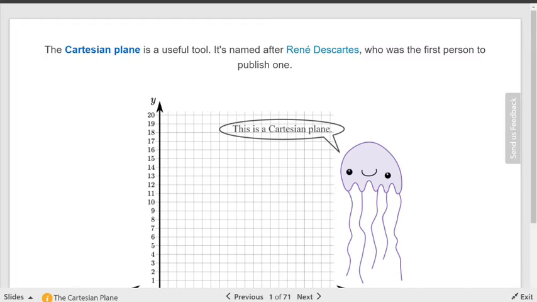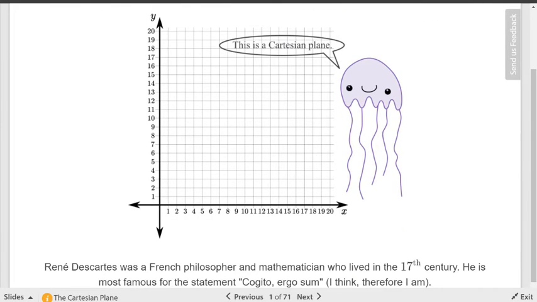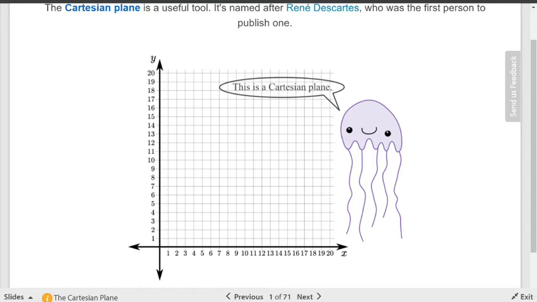So what we're going to do is first look a little bit at the Cartesian plane. If you look at the Cartesian plane, what we have here is simply 2 number lines, okay? So it's 2 number lines, okay? Right? Question?